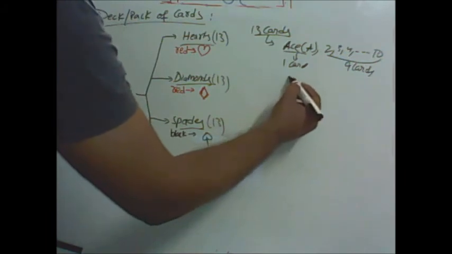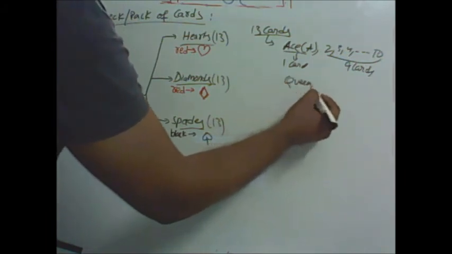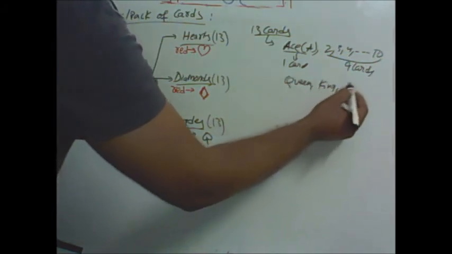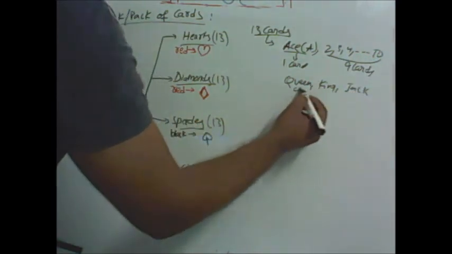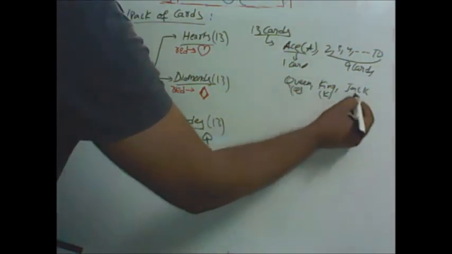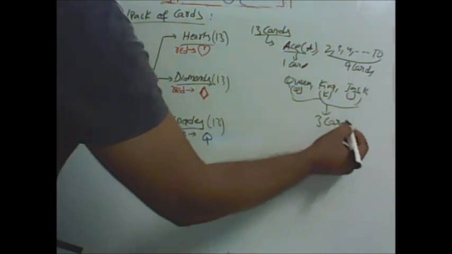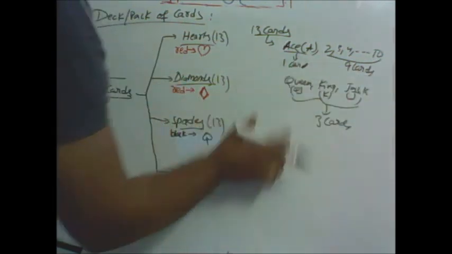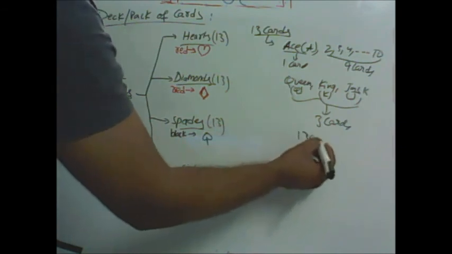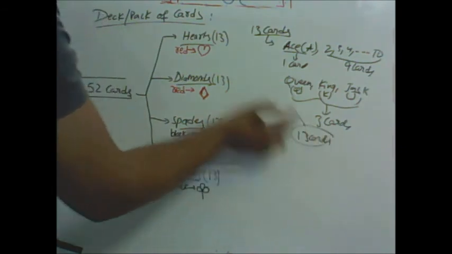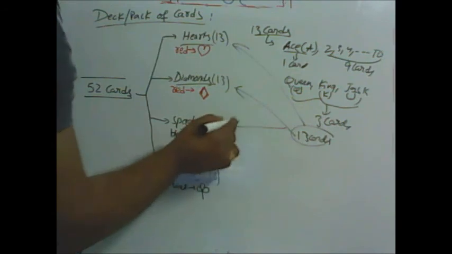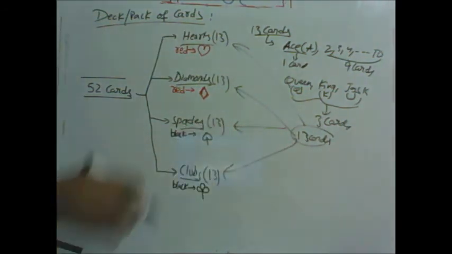And one more is queen, king and jack. So it is Q, it is K, it is J. So these total are 3 cards. So 3 plus 9 plus 1, total 13 cards. So in each set, these 13 cards exist. So generally questions are asked within this. Okay.